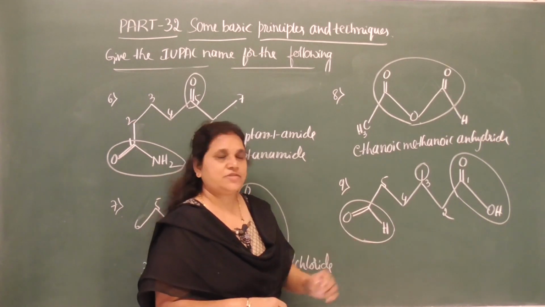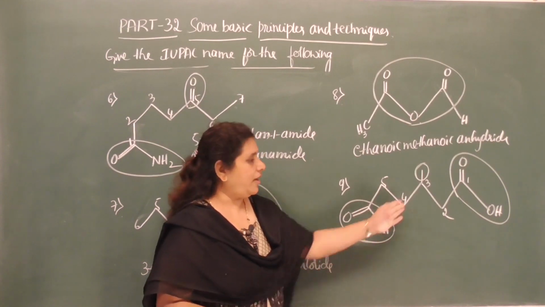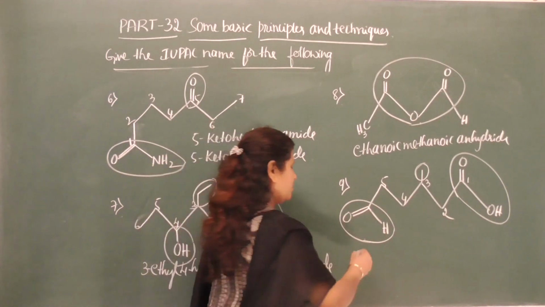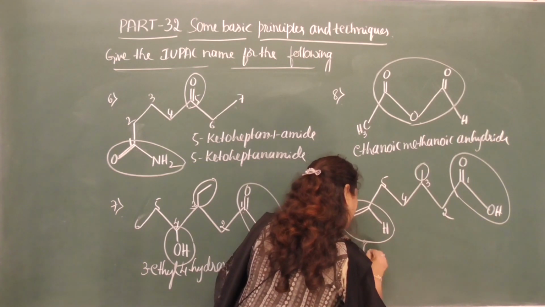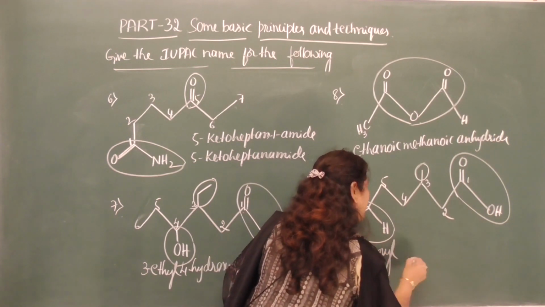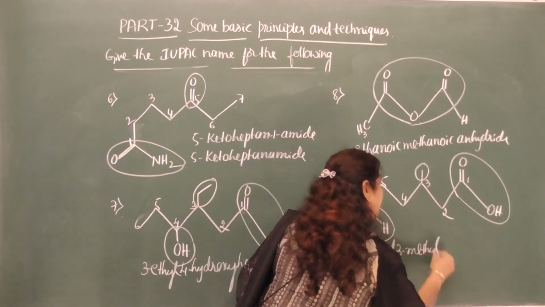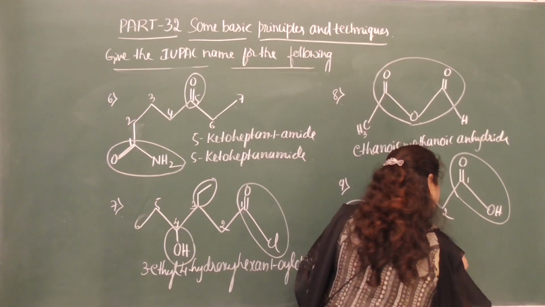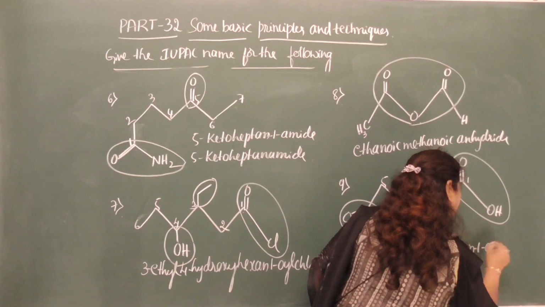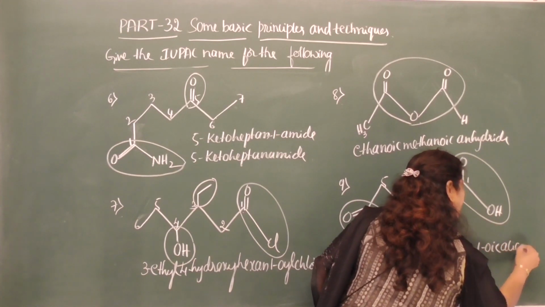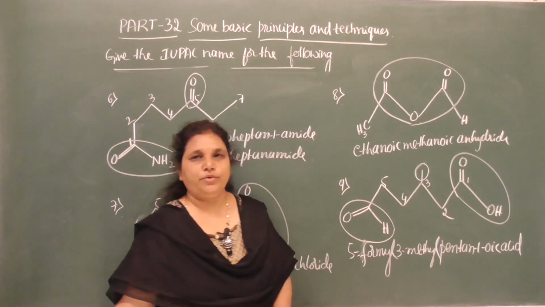So what is the prefix for the aldehyde group? Formyl. It starts from F, so arrange them in alphabetical order. 5-formyl, 3-methyl, pentane, 1-oic acid. Pentane, 1-oic acid, or you can write it as pentanoic acid.